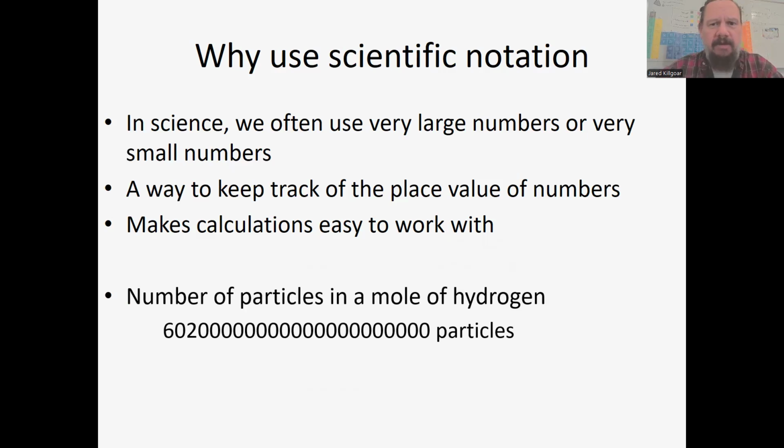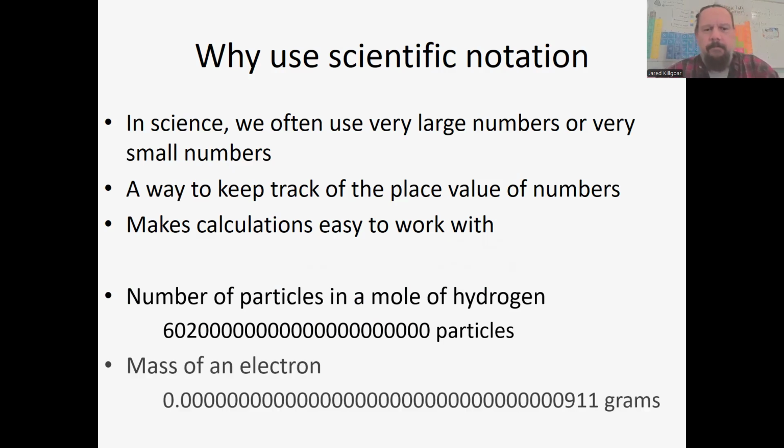So take a look at this number. You can't even tell me how many zeros there are. You'd have to pause it, and then you're going to mess it up when you're counting. So that's the number of particles in a mole of hydrogen. Ironically, I'm recording this on Mole Day, October 23rd.